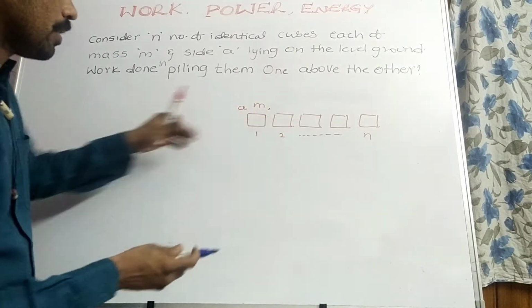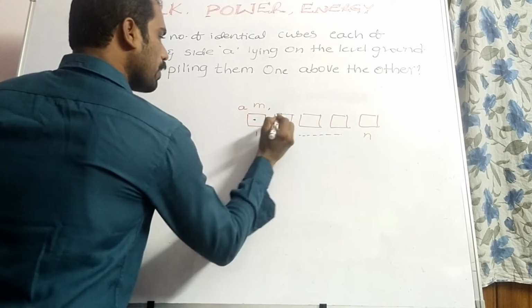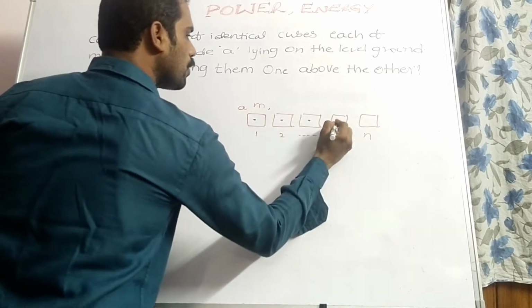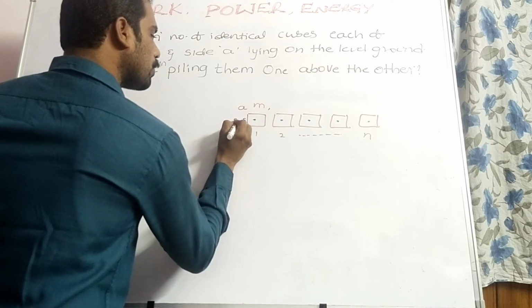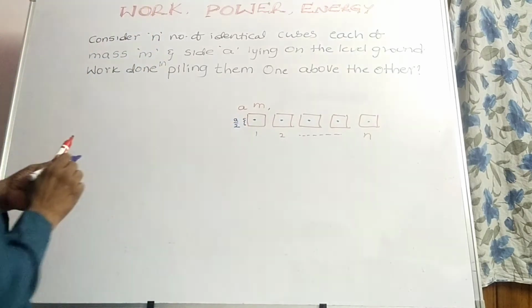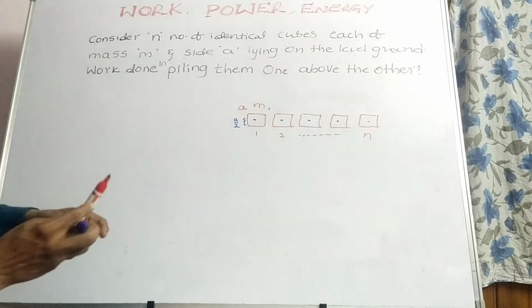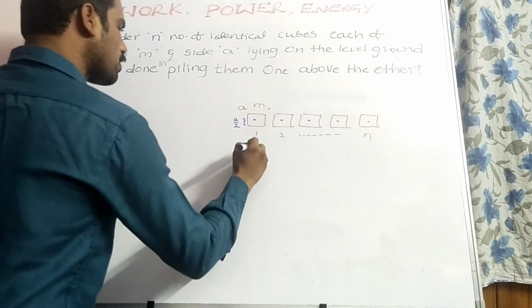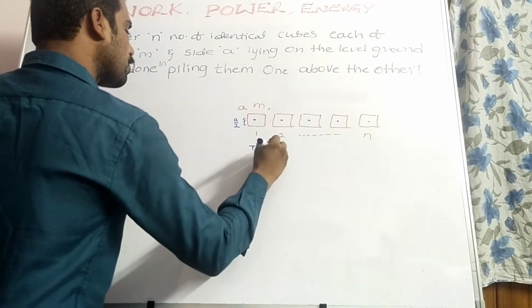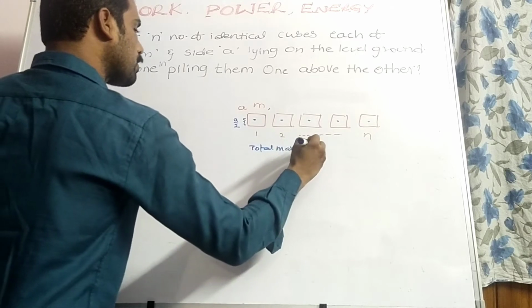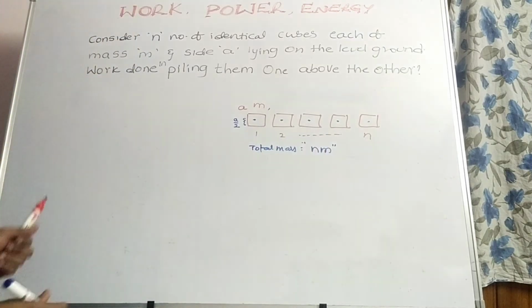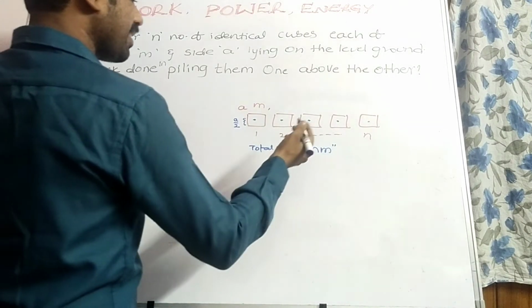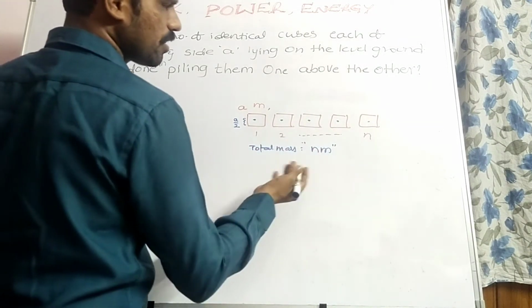After piling them side by side, we may have the height of the system. The height of the complete system will be a by 2. As we have n number of blocks, the total mass becomes n into m, that is nm, and there is no change in acceleration due to gravity, that is equal to g.